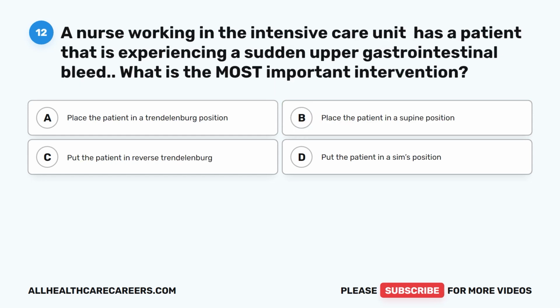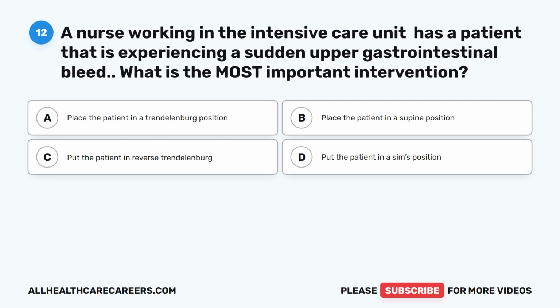Question 12. A nurse working in the intensive care unit has a patient that is experiencing a sudden upper gastrointestinal bleed. What is the most important intervention? A. Place the patient in a Trendelenburg position. B. Place the patient in a supine position. C. Put the patient in reverse Trendelenburg.